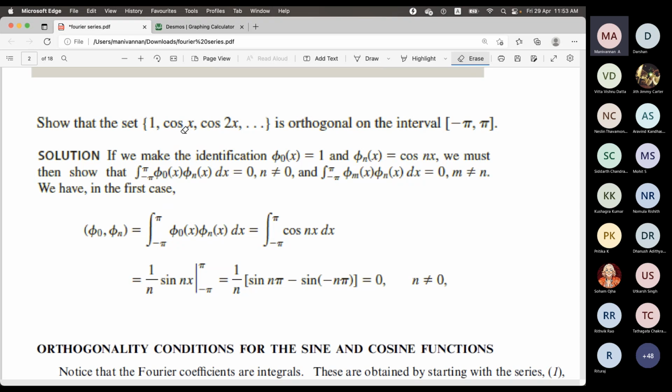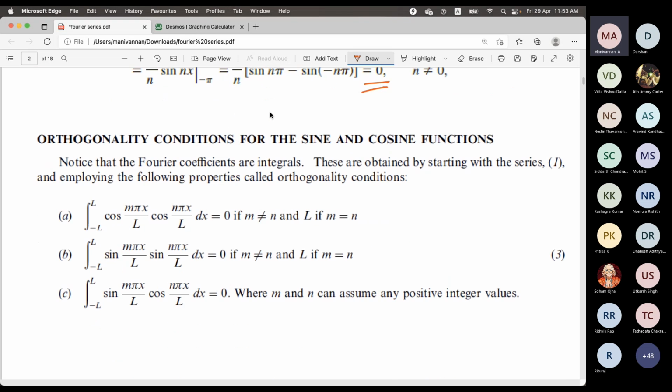For example, 1, cos x, cos 2x. I fix the 1 here, and my other function is cos nx, where n may be 1, 2, 3, 4. Okay, this 1 with all these functions. If you compute from -pi to pi, since cosine is an even function, it is going to produce a 0. So this set is called an orthogonal set.